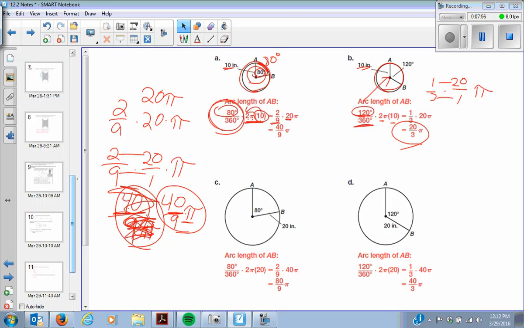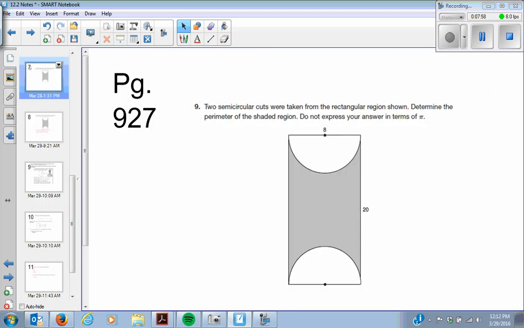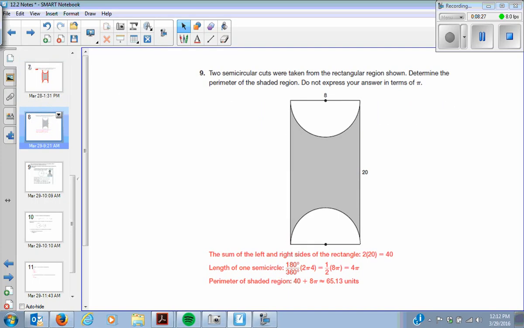All right. Next one, this is on page 227. You have 2 semicircles that were taken from the rectangular region shown. Determine the perimeter. Perimeter is the distance around. So I would need from here to here, from here to here, but I also need these lengths. I need that measure of that. So here's how they did this problem. I would maybe approach this one a little differently than the book did, but hey, we'll go with what they did.